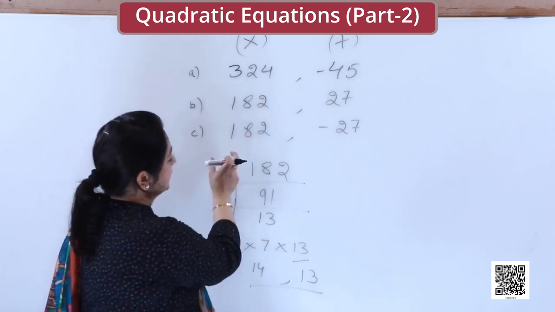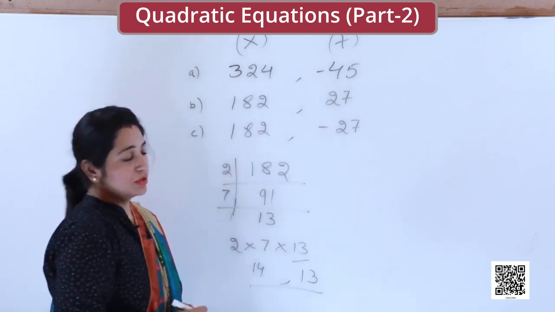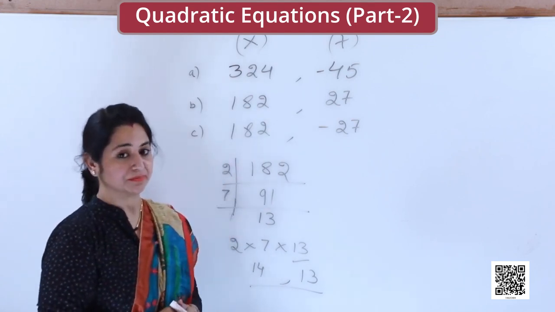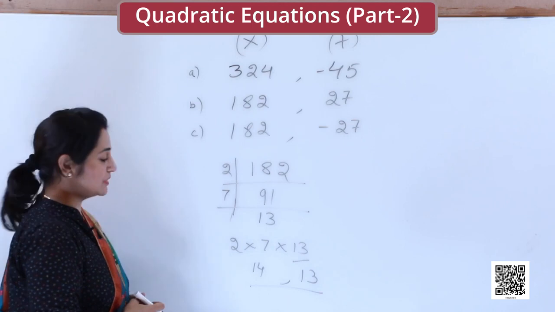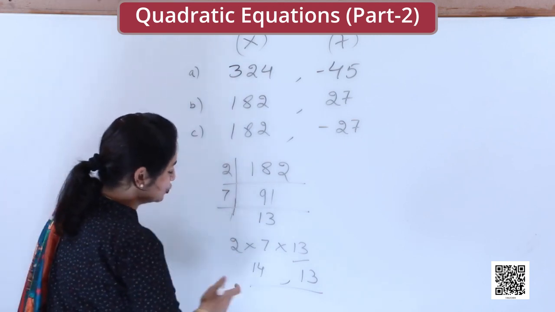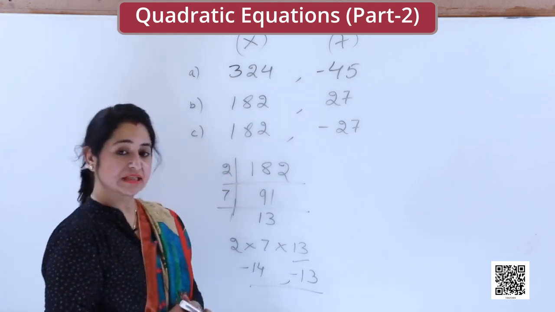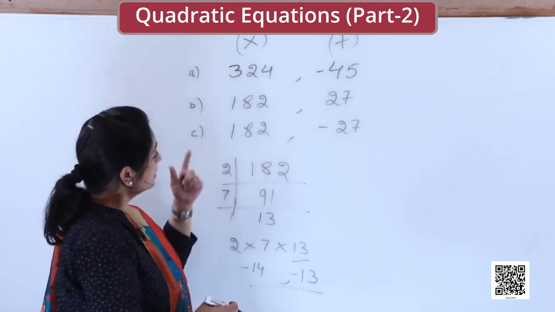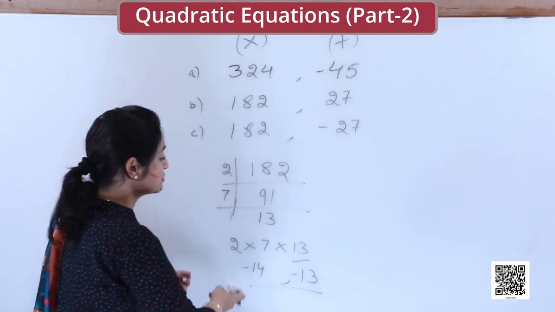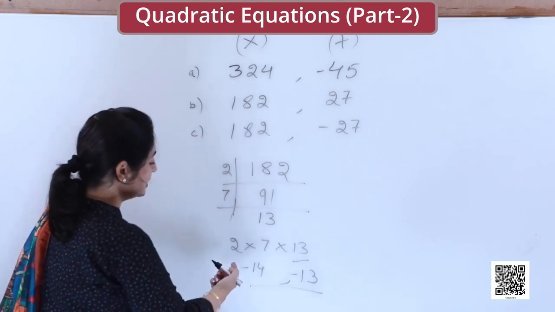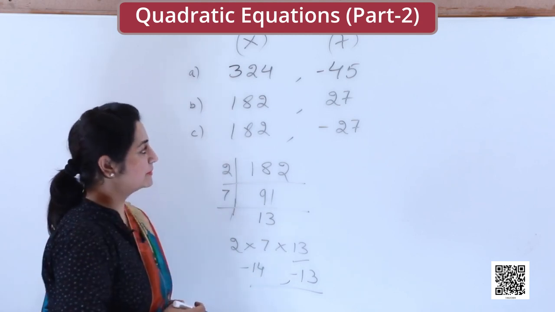Here we have 182 and minus 27. So this time we need the addition as minus 27. So what can be done? Taking the same numbers, if we take the negatives of these two, minus 14 and minus 13, it will give us minus 27 and their product will be still 182 because minus multiplied by minus gives us plus. So our answer will be minus 14, minus 13 here.